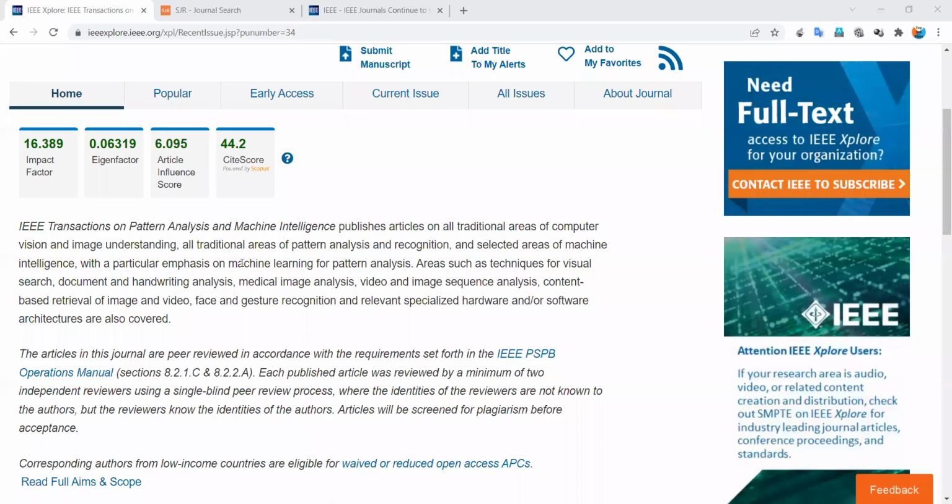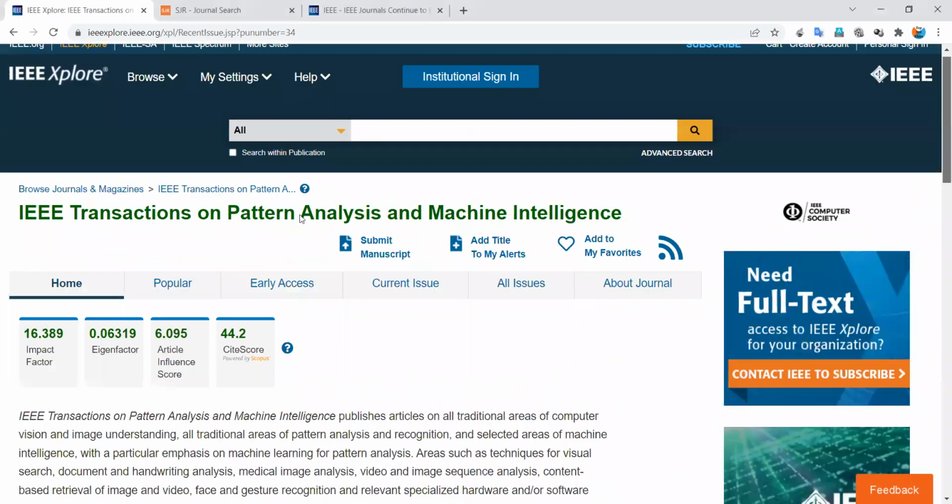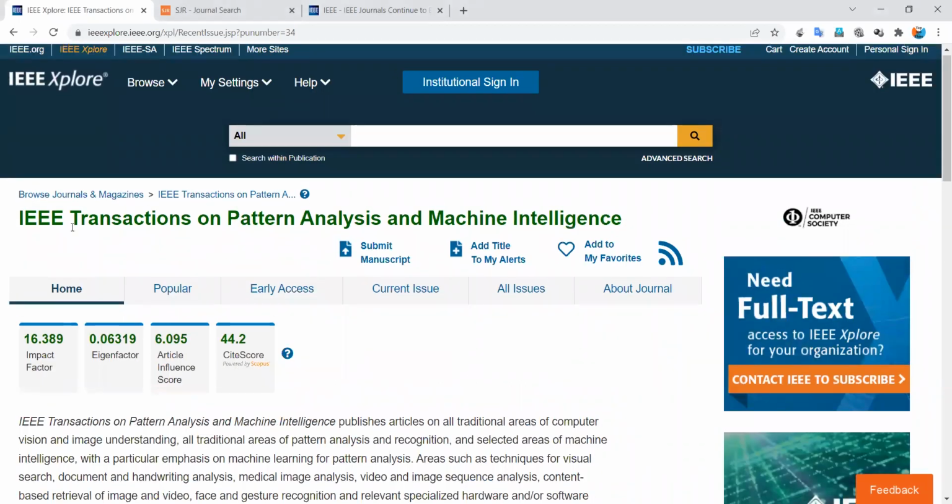Hi, my name is Rohit Kumar, and today we are going to discuss another journal. This particular journal deals with pattern analysis and machine intelligence. Its name is IEEE Transactions on Pattern Analysis and Machine Intelligence. So, as you can see, it's an IEEE transaction.